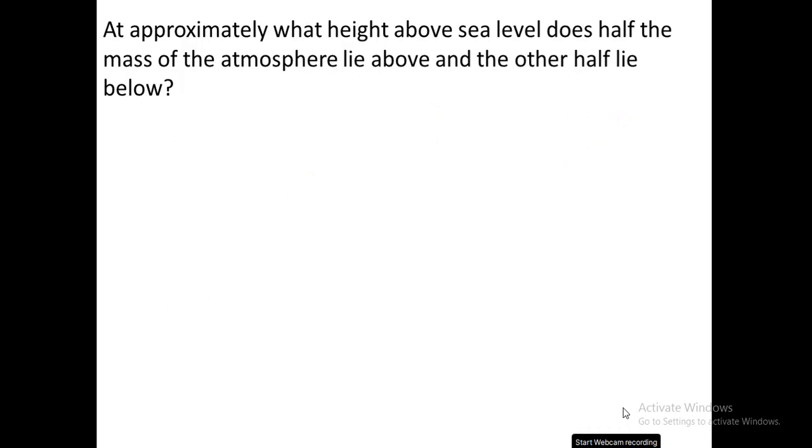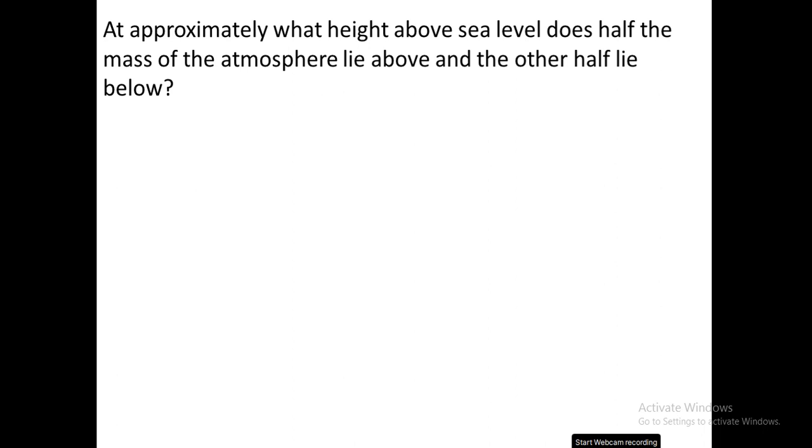So now let's do one thing. Now we know how the pressure is varying with respect to height in the atmosphere. As I said, the atmosphere is becoming rarer and rarer as we go up. So let's find out, suppose the mass of the atmosphere, at what height the mass of the atmosphere becomes half.